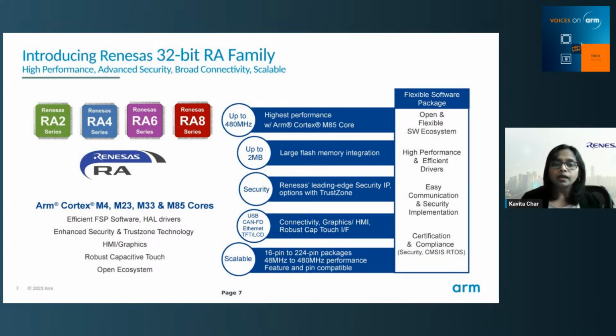Security is one of the key value propositions of the RA family, and we have tried to do more in terms of our offerings with every new device that we bring to market. So we have Renesas leading edge security IP as well as options with TrustZone where the core supports it. And then, of course, we have broad connectivity peripherals, USB, CAN FD, Ethernet, and so on, support for graphics and HMI, as well as a robust CapTouch interface. All these devices are highly scalable from 16 pins to 224 pins and 48 megahertz to 480 megahertz. And of course, transitioning within the family is very easy with the feature and pin compatibility.